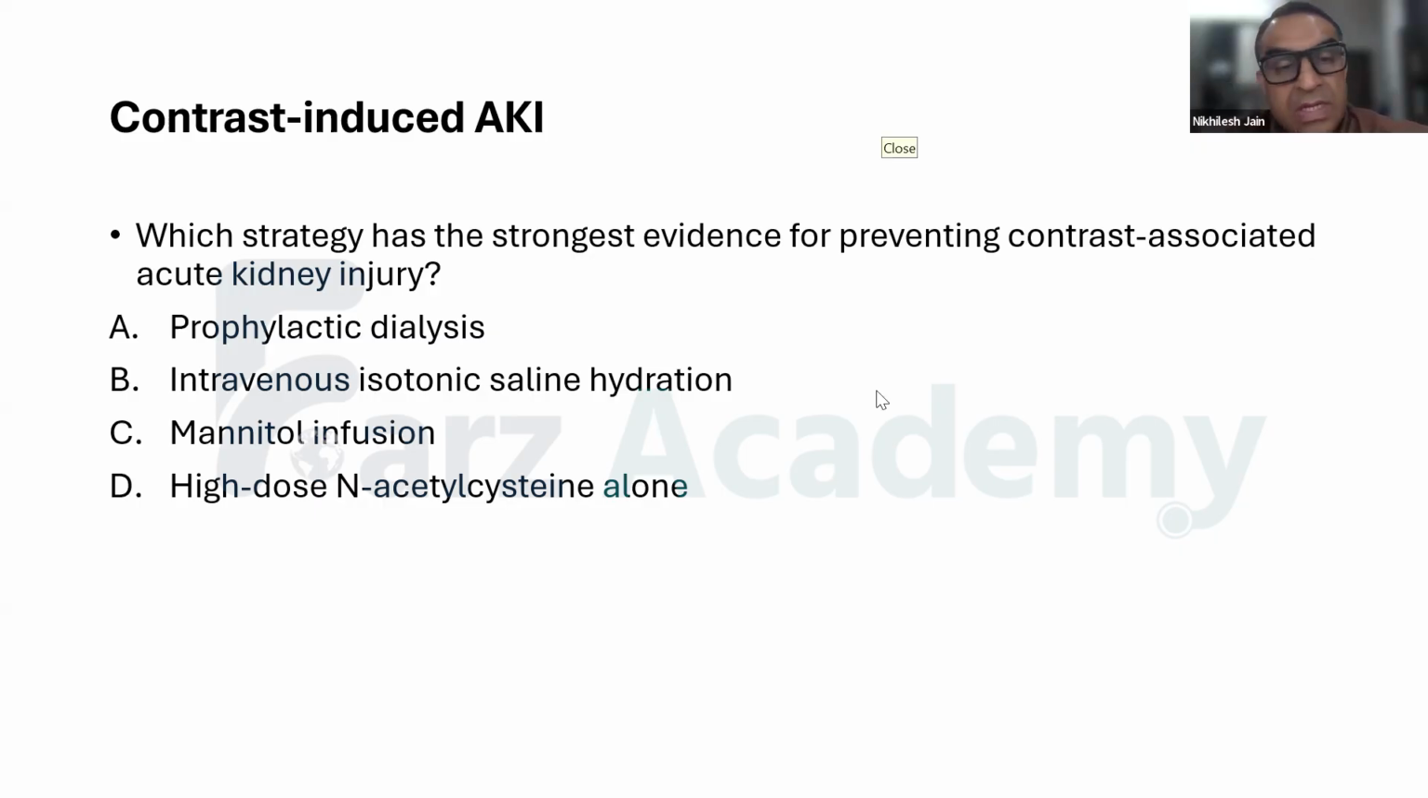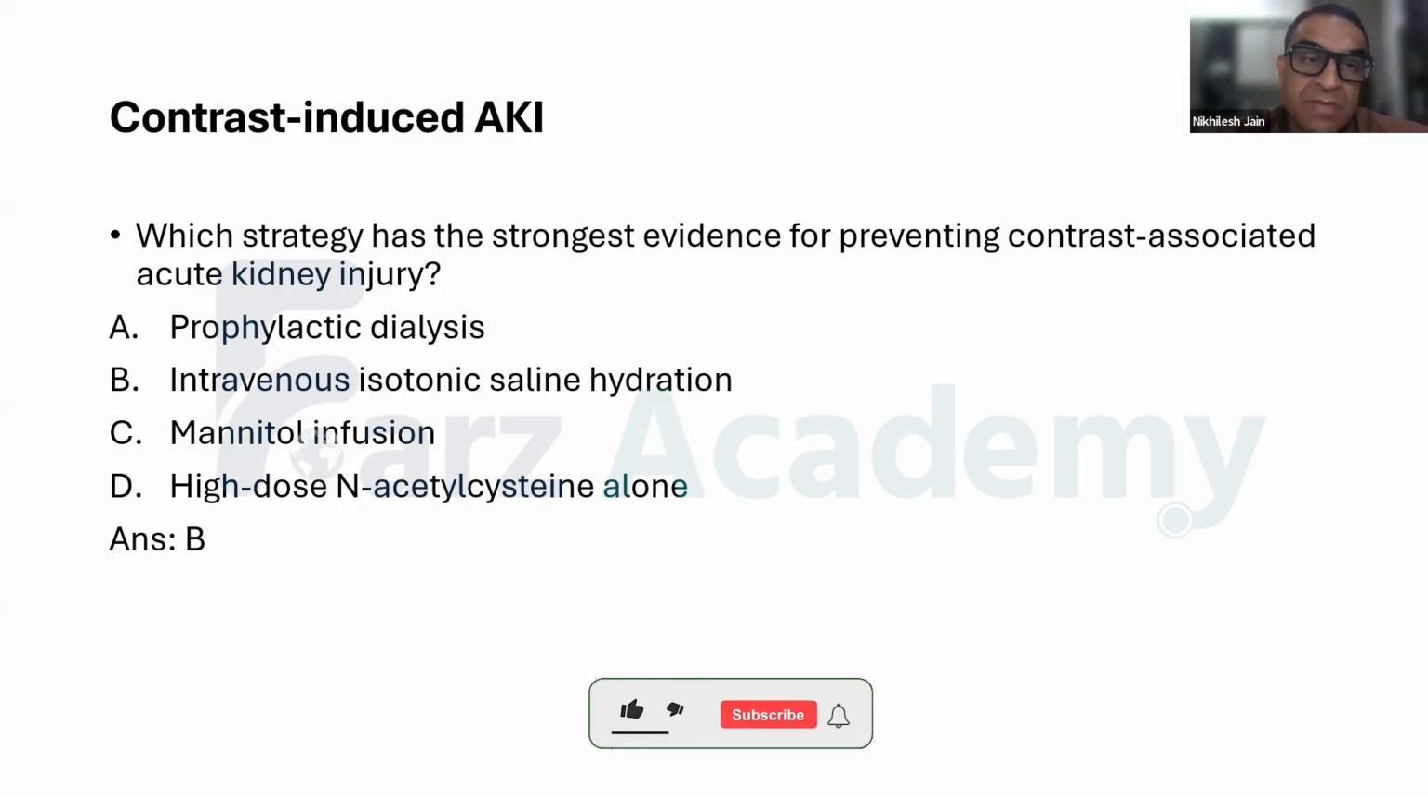Okay. So the correct answer here would be IV isotonic saline hydration, which has got the maximally strong evidence in favor of that. Mannitol infusion doesn't hold good. It's an osmotic diuretic. High dose N-acetylcysteine alone may not work enough, and there's very dicey evidence. Prophylactic dialysis is something that is never done for these type of patients.